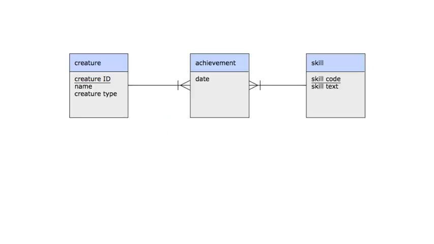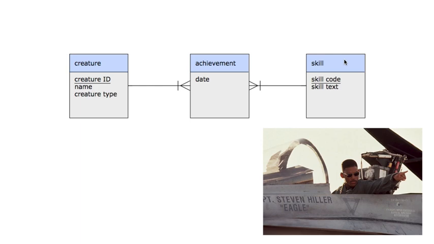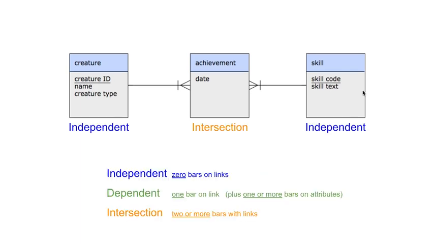Here's an example. This is John Carlos's favorite data model fragment, creature achievement skill. We will be referring to this many times in the course. We have some kind of fictional world in which many different creatures can achieve many different skills. Skills like engaging hostile aliens in a jet fighter. Creature and skill here are independent entities because all of their bars are inside the box. They have 0 bars on links.